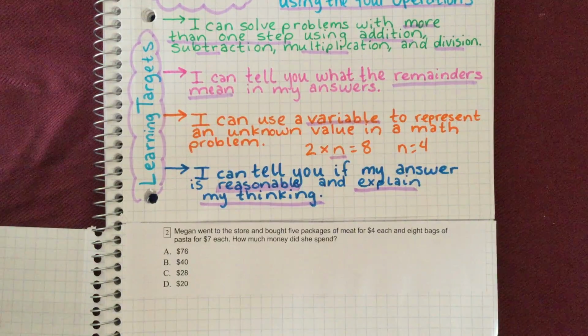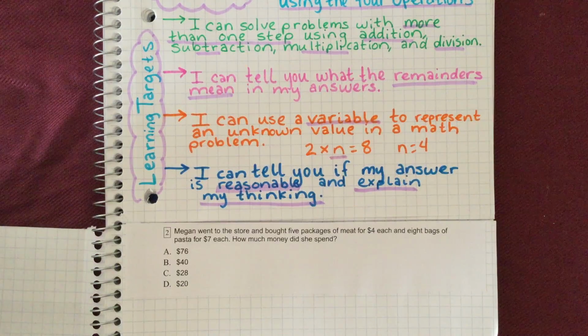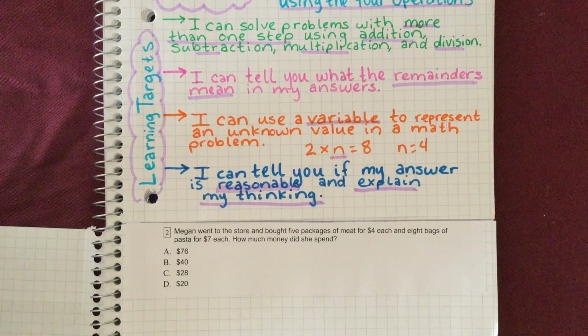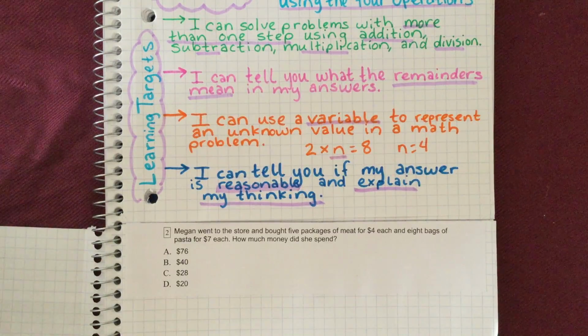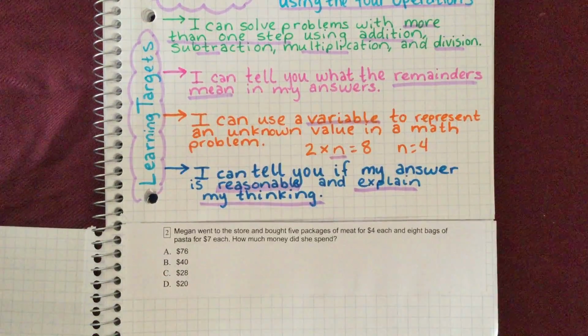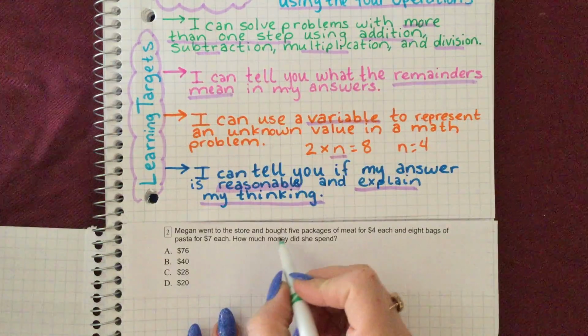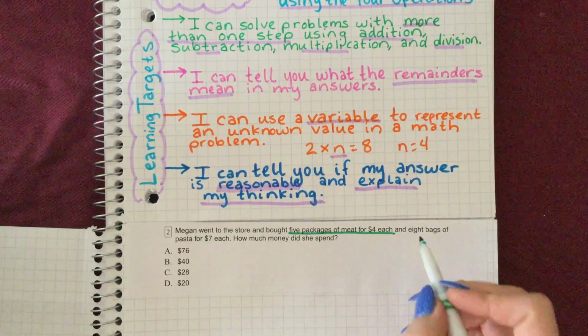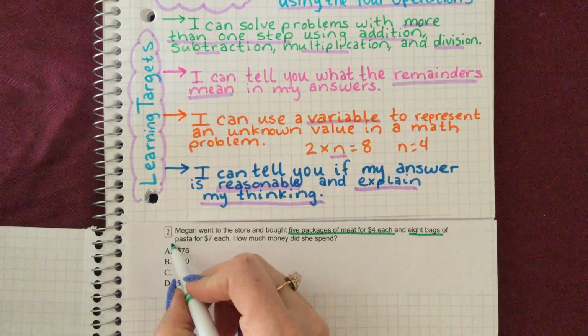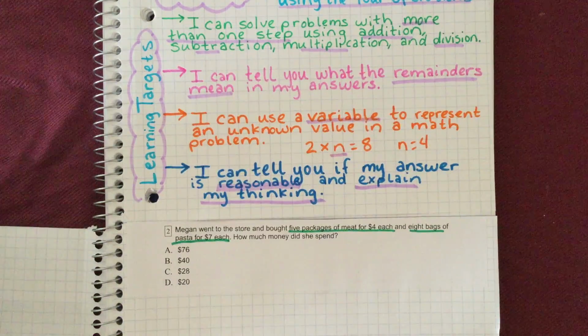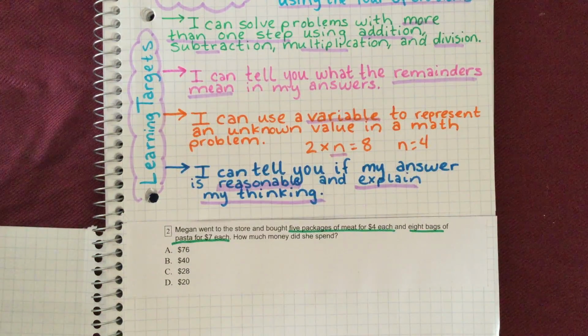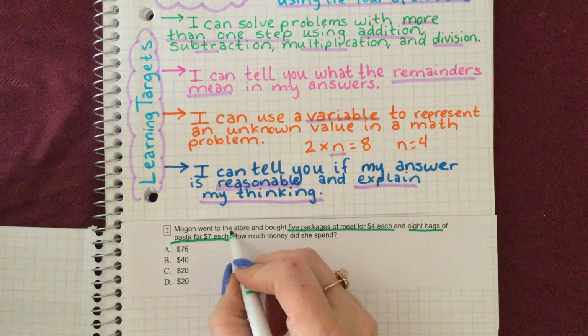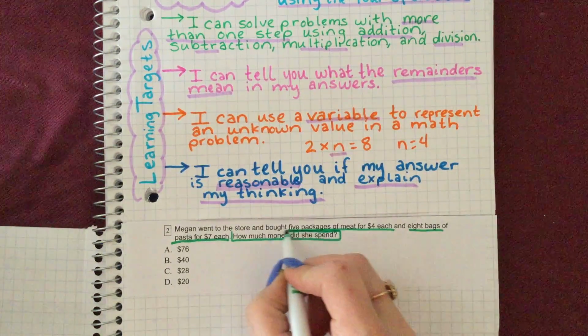Megan went to the store and bought 5 packages of meat for $4 each and 8 bags of pasta for $7 each. How much money did she spend? So I want you to think about, what do we know? What do we need to find out? So what do we know? We know that she bought 5 packages of meat for $4 each. We know that she bought 8 bags of pasta for $7 each. That's what we know. Now let's look at what we need to figure out. How much money did she spend?